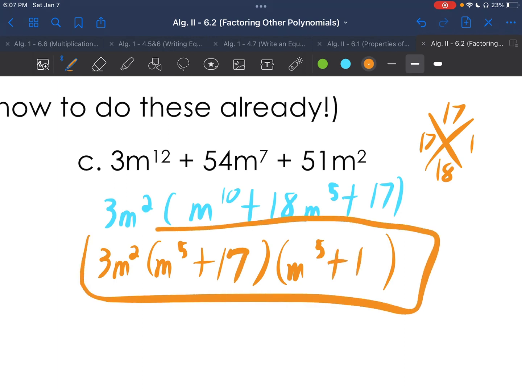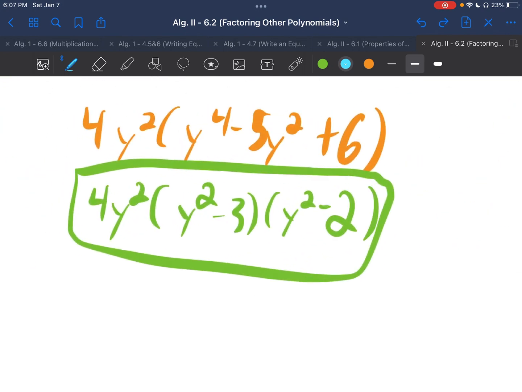And just like that first one, you notice we used the middle term's exponent in both of those, and that'll be the case each time with those. But you want to double check that 10 is double 5, just like on the first one, 4 is double 2.